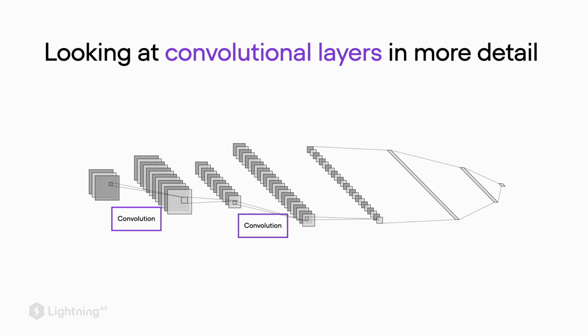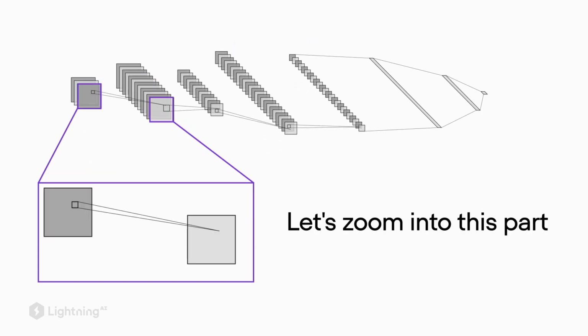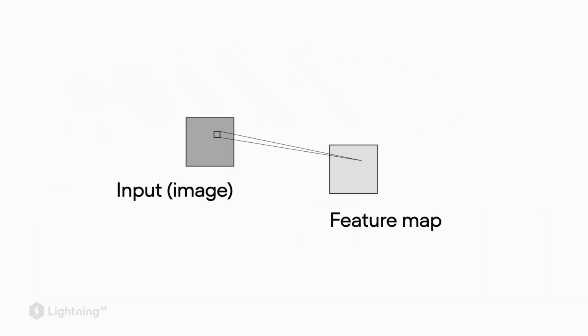So yeah, in the previous video we got the CNN architecture overview. Let's now zoom into the convolutional layers. So in this video we are going to take a look at the convolutional layers in more detail. When we apply a convolutional layer to an input image, we create these so-called feature maps. So what is a feature map and how does this process work?